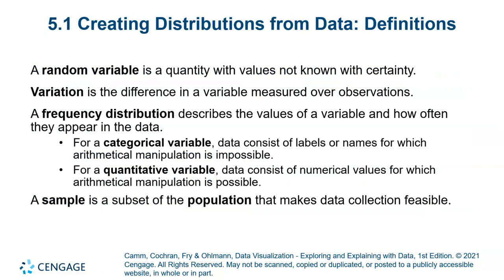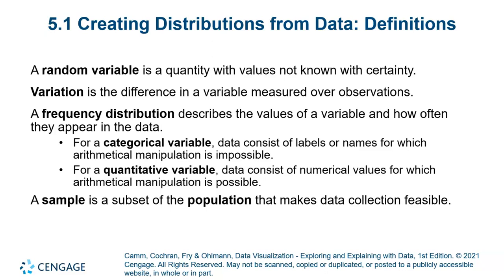Okay, so this slide is about creating distribution from data, with definitions. What is a random variable? It is basically a quantity with values not known with certainty. Variation, as the word suggests, means there are differences in a variable measured over the observations. Maybe today one observation has one value, tomorrow it will change to a different value. With the passage of time, or with other variables, when the values change, that is called a variation.